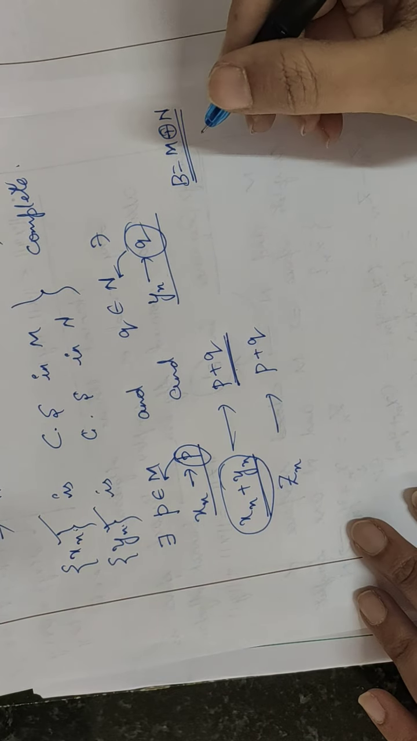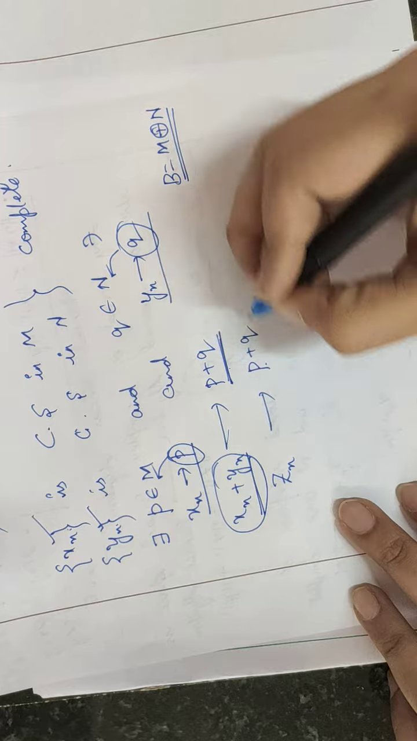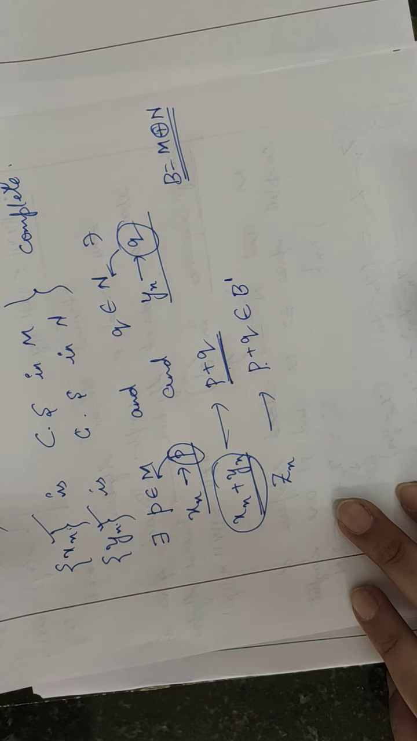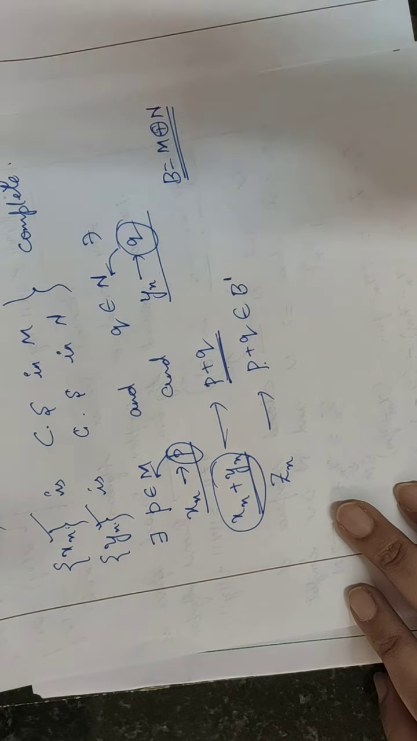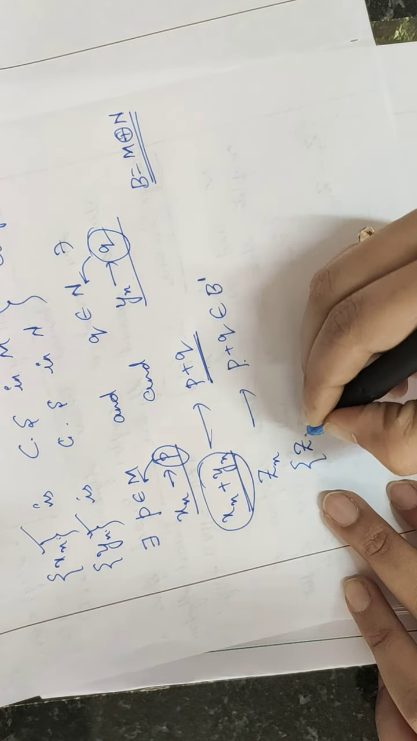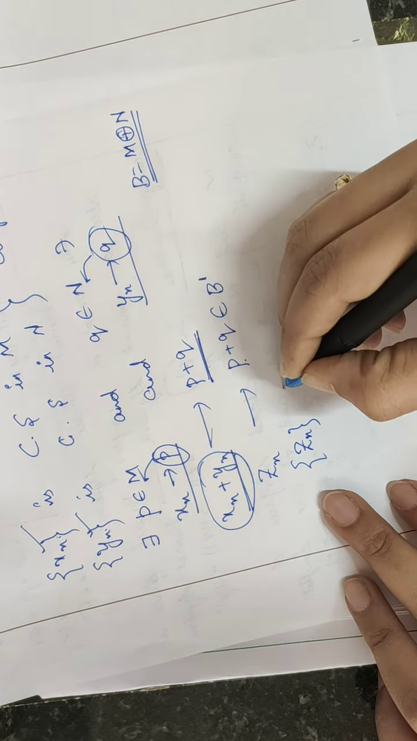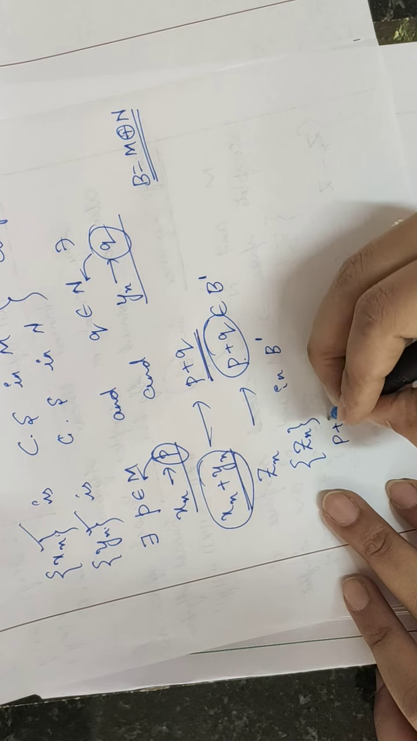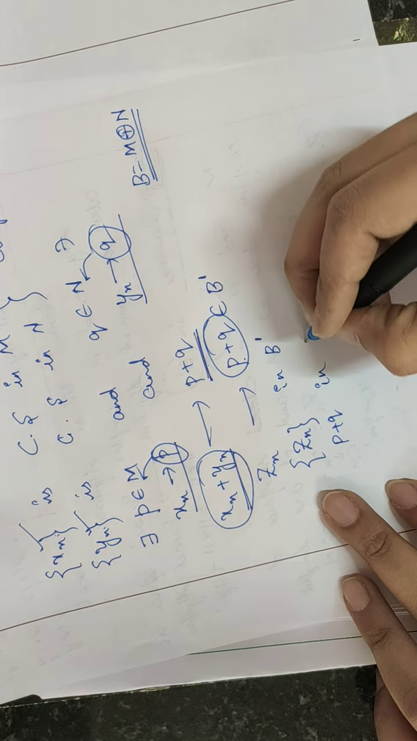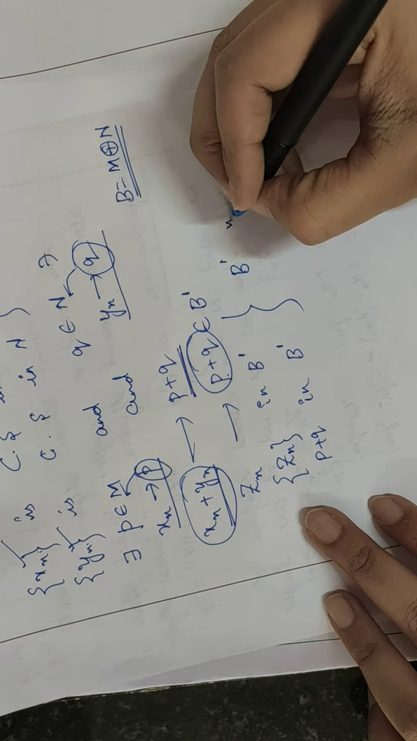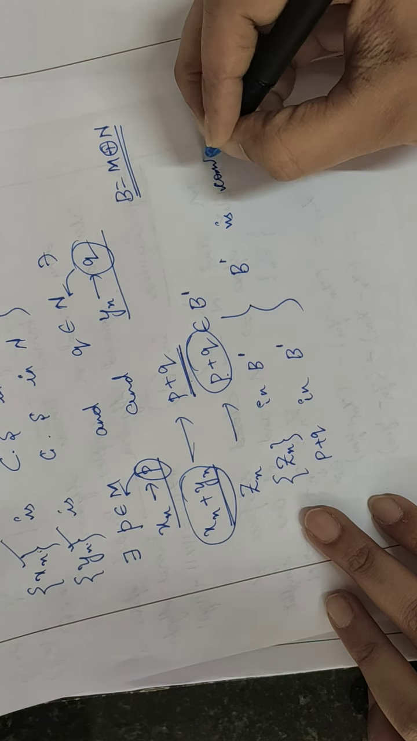Now from this, what I can say is that this P plus Q belongs to the space B prime. So from this we can say that we have considered the sequence Zn in B prime and its converging point P plus Q is also in B prime. So I can conclude that B prime is complete.